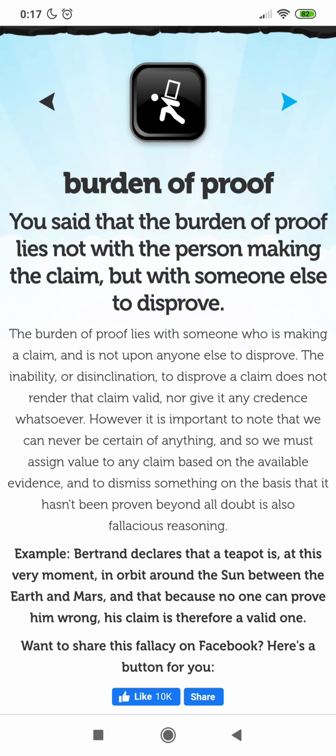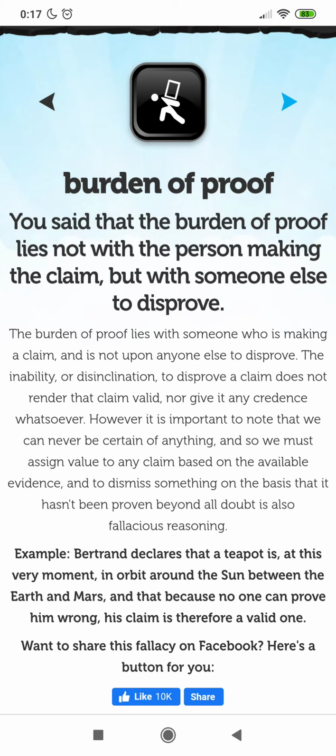Burden of proof. You said that the burden of proof lies not with the person making the claim, but with someone else to disprove. The burden of proof lies with someone who is making a claim and is not upon anyone else to disprove. The inability or disinclination to disprove that claim does not render that claim invalid, nor give it any credence whatsoever. However, it is important to note that we can never be certain of anything, and so we must assign a value to any claim based on the available evidence. And to dismiss something on the basis that it has been proven beyond all doubt is also fallacious reasoning.